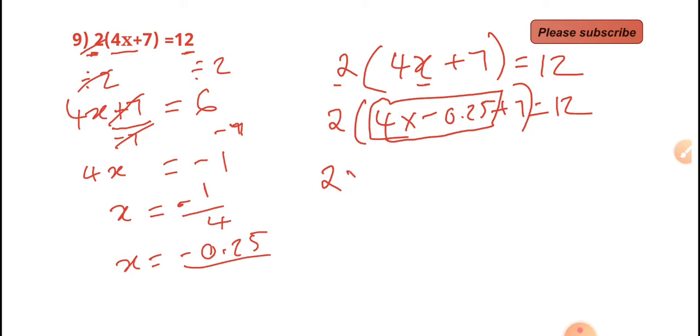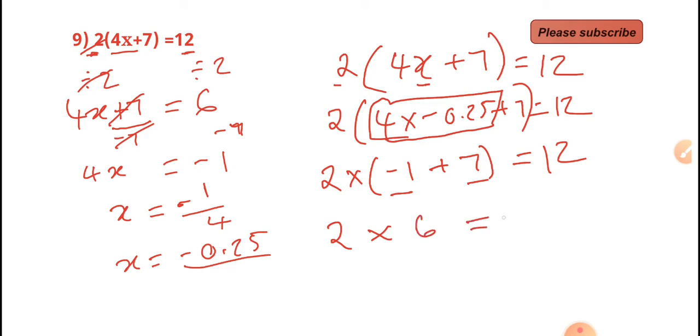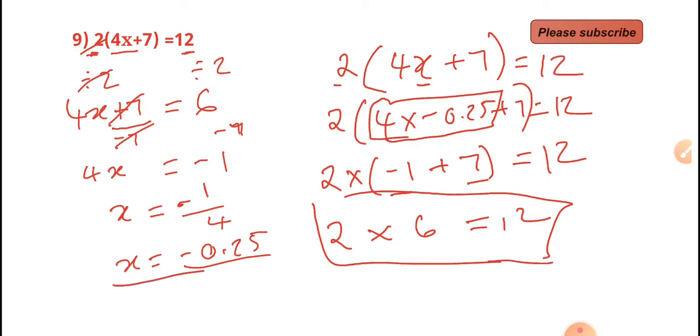So 2 times negative 1 add 7 is equal to 12. Minus 1 add 7 is equal to 6. So we can say 2 times 6, which is equal to 12. So as you can see, if this is correct, then that means this is also correct. So the answer is x is equal to minus 0.25, and I've checked it by doing this substitution.